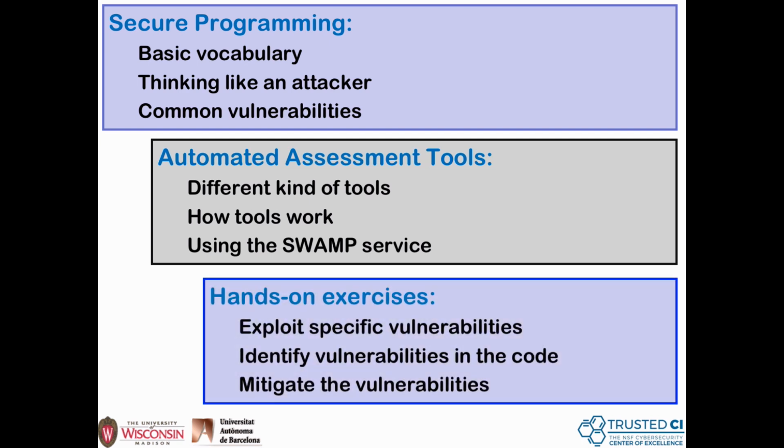The last part of the tutorial will be devoted to hands-on exercises. You'll get the chance to exploit two types of vulnerabilities in sample programs, identify where in the code the vulnerabilities are, and finally learn how to mitigate them. For these exercises, you'll get to use several automated assessment tools, both open source and commercial, accessible through the SWAMP.